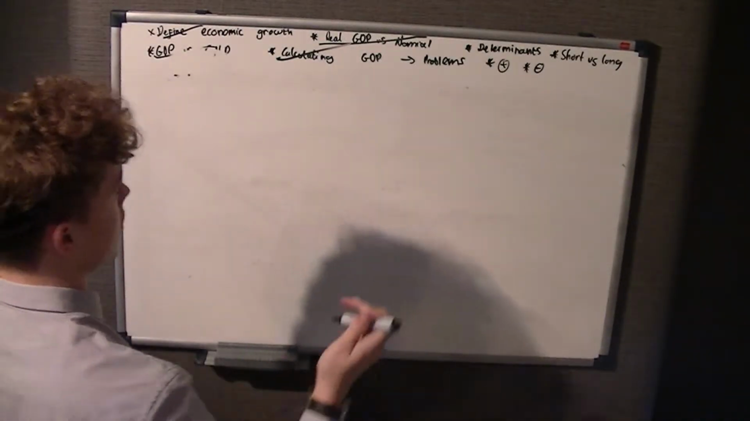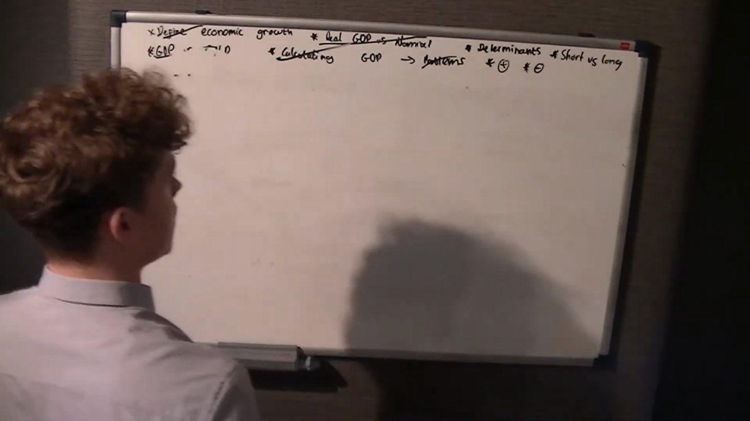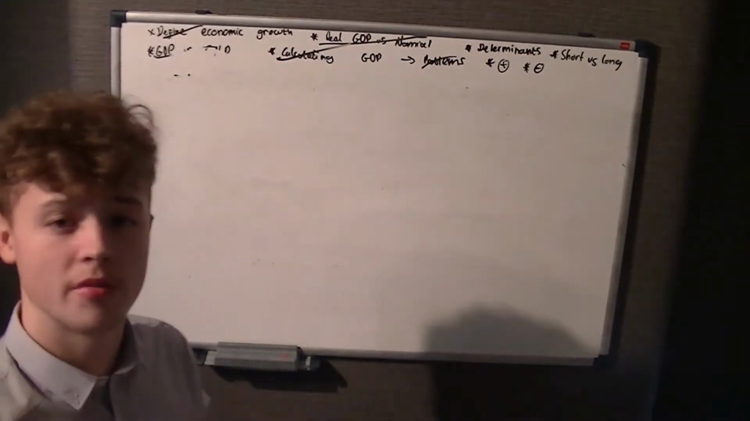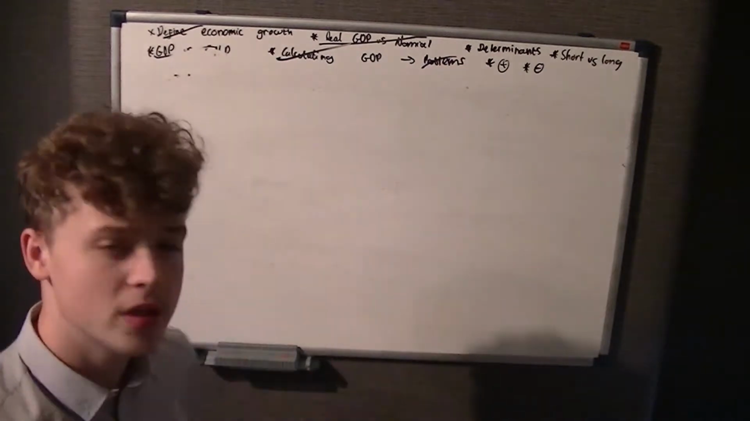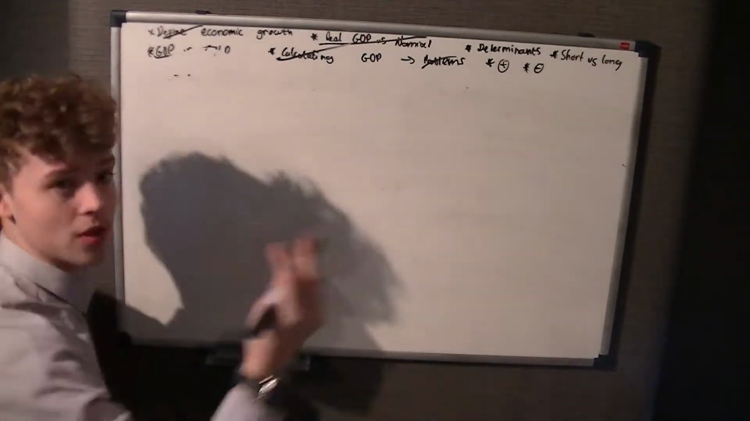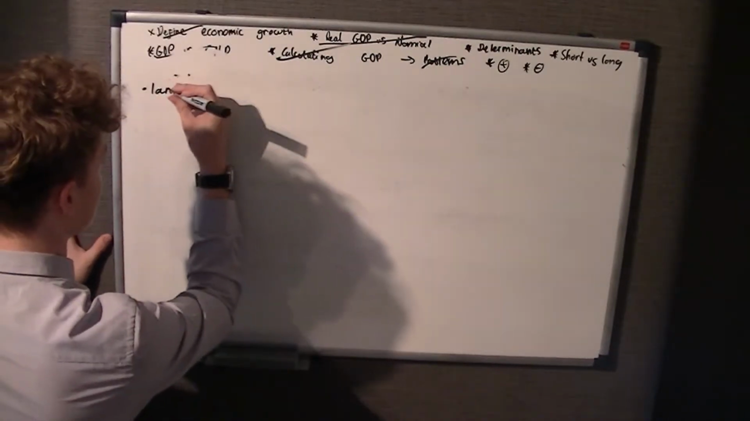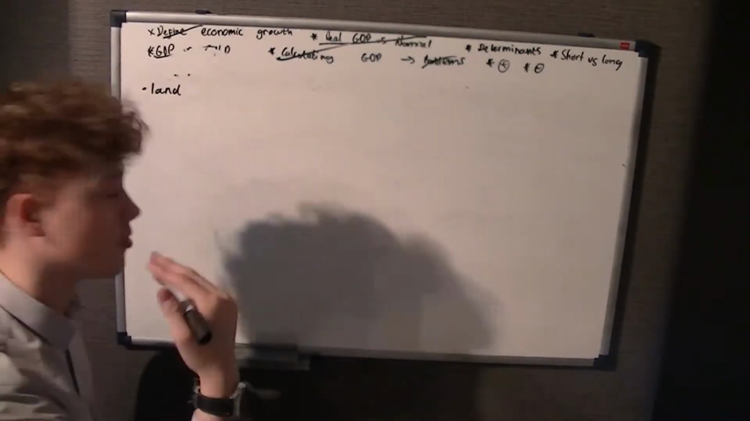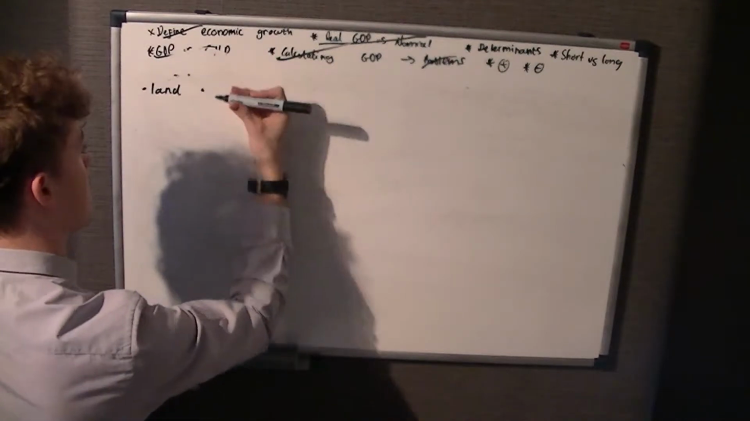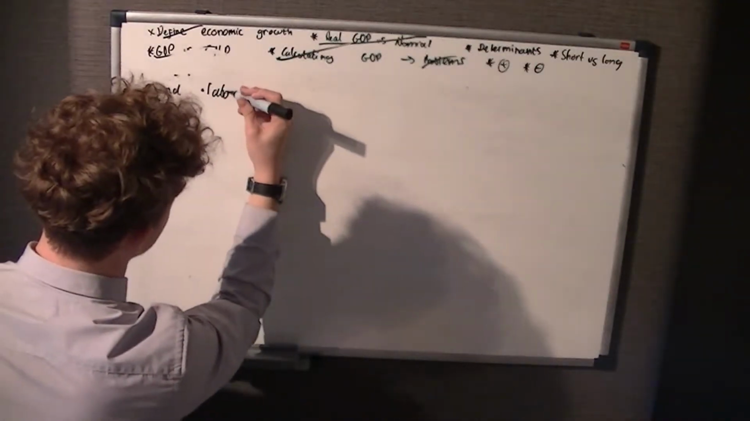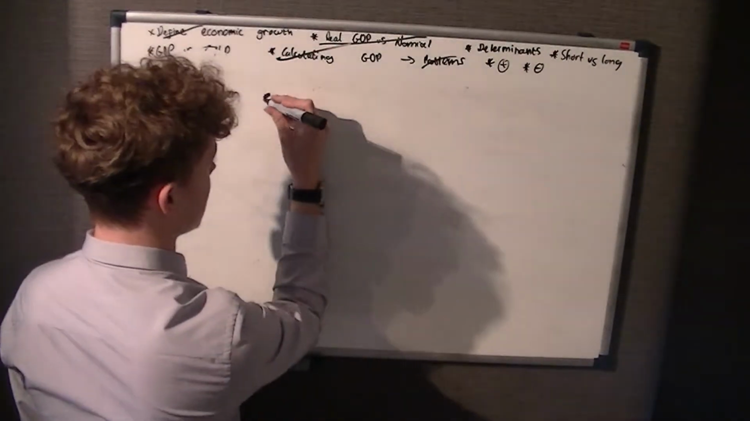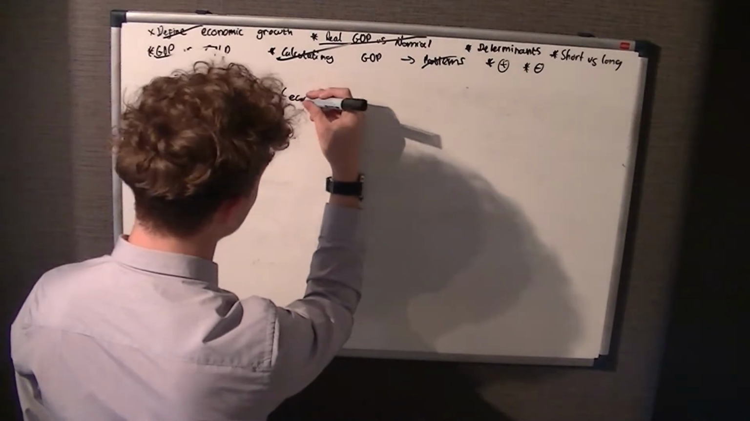So we've done the problems. Now we need to know the determinants of economic growth. Now the determinants of economic growth, there's only 3 of them. It's not that many to remember. We've got our land, so our labour force or anything that's on the land. Oh wait, actually labour's a separate one. So we've got labour. Our land is our renewable, non-renewable resources, labour and technological improvements.